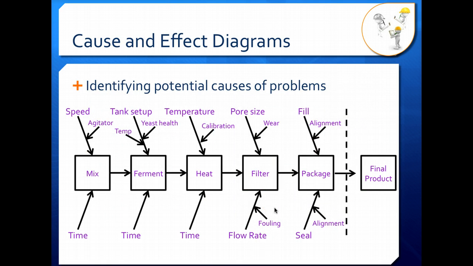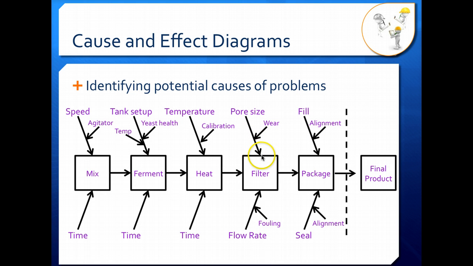Cause and effect diagrams are a second type of quality control tool. We use these to identify potential causes of problems. If we have a quality issue with our final product right here, what we can do is sit down and make a list of what goes on in our process. So here we have a bioprocess where we're mixing, we're fermenting, we're doing a heating step, we're filtering the product that comes out of that, we're packaging, and then we get to our final product. If our final product has a quality problem, then we need to figure out where in our process that problem is occurring. So when we make these cause and effect diagrams, we can see what goes into each step.